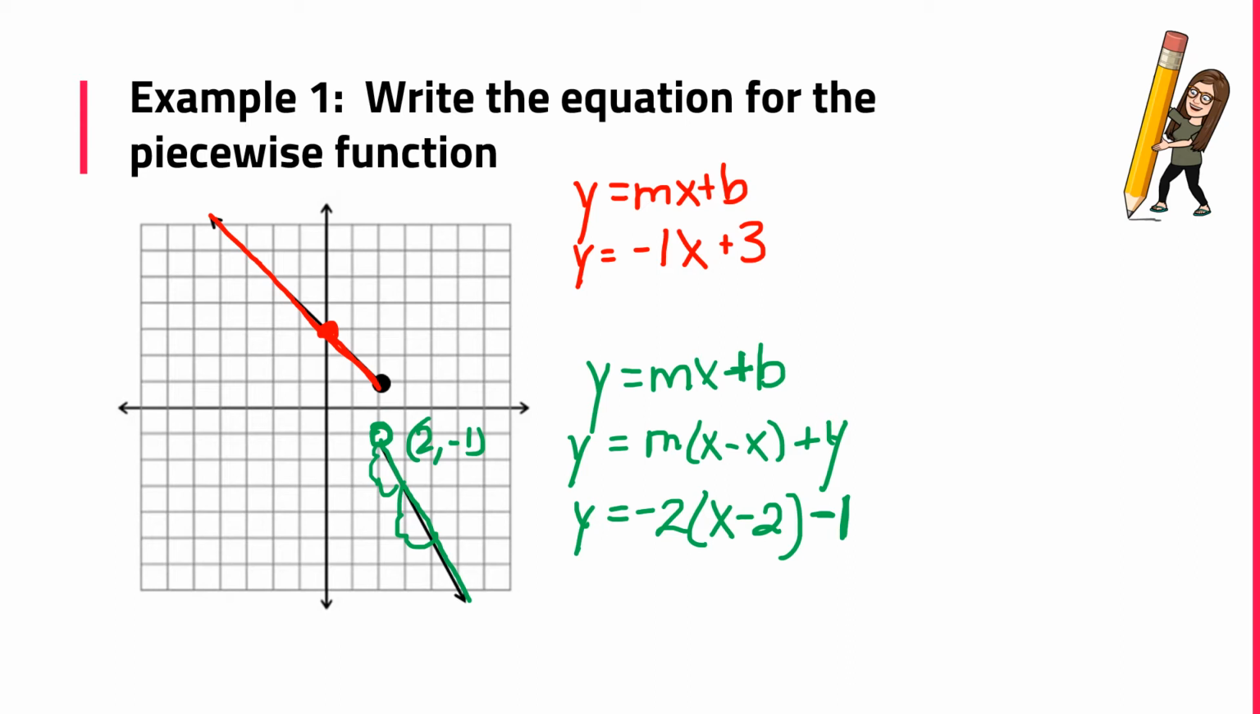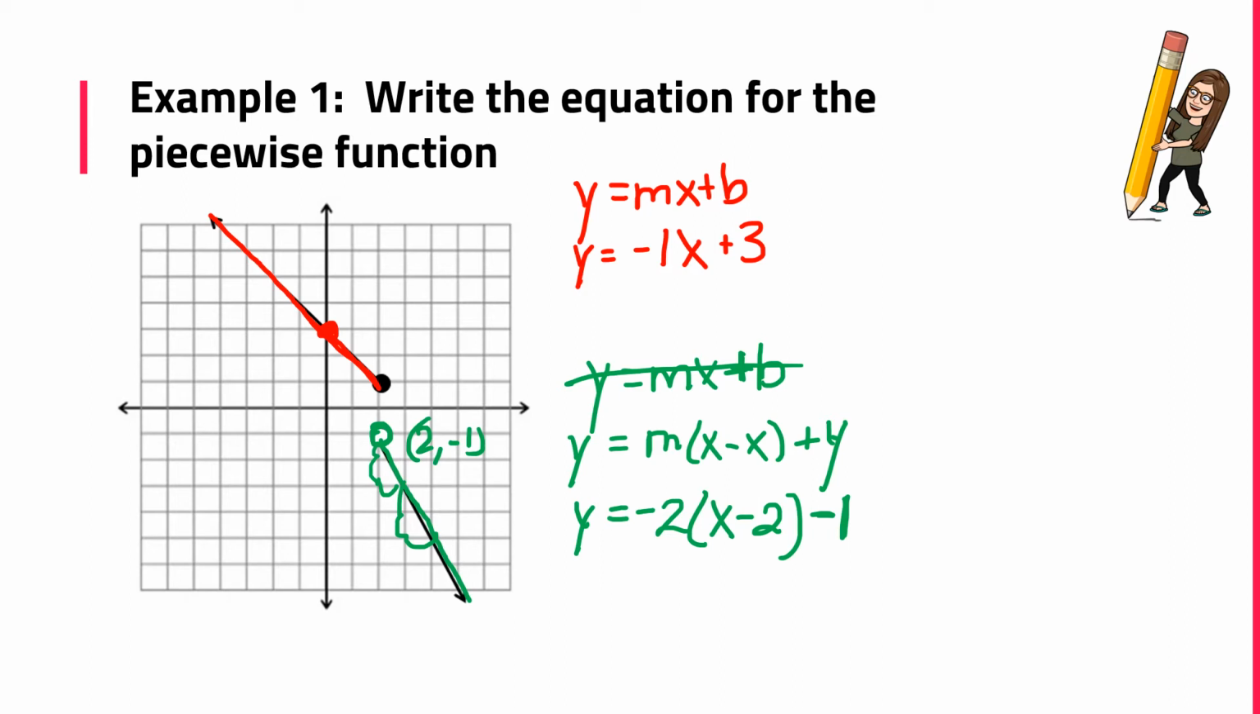Now, on this one, could I have counted and found my b value? Yeah, but that's more work. I'm just going to use a dot that's already on the graph. Therefore, your piecewise functions, when you write them, can look different than your neighbors. That's okay. It depends on which form of a line you choose.